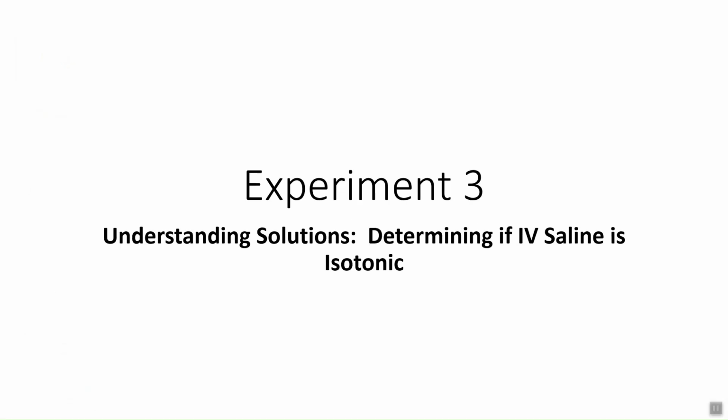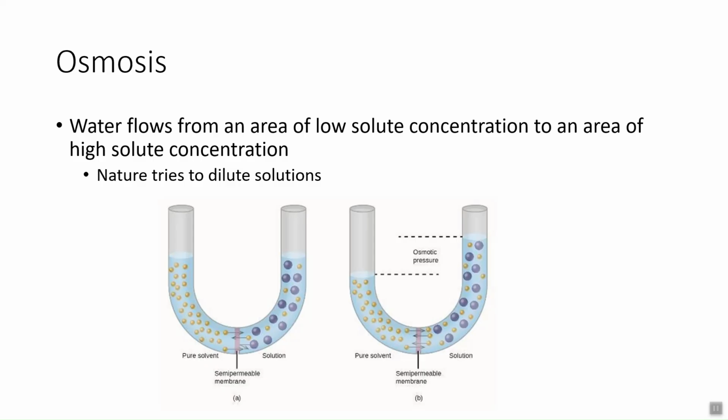Hi everyone. So in this video, we're going to go over understanding solutions, determining if IV saline is isotonic, and we're going to use a calibration curve very similar to a previous experiment. So that's kind of that. But before we do that, I want to talk a little bit about what osmotic pressure is. You may have seen this before, so this may be a reminder, but I just do want to talk a little bit about what that is, not in great detail.